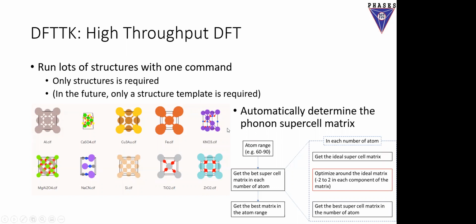And another aspect of this is it can automatically determine the phonon supercell matrix, because when you run lots of structures, different structures have different lattices and different orders. So the phonon supercell is going to be different, and DFTK can automatically determine it.